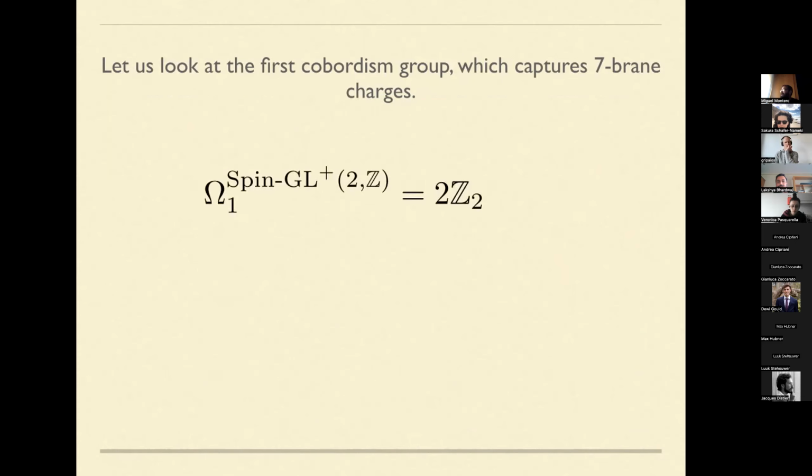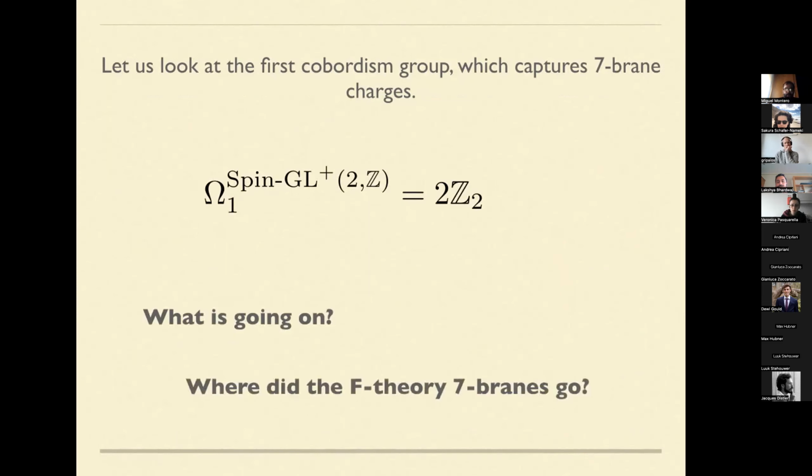So you expect to find the 7 branes, the PQ7 branes, so you would be wrong. Turns out that the first covariant group in a spin GL plus 2C is just 2 C2s. So what is going on? What happened to our 7 branes? We were predicting them and we are not predicting them anymore.